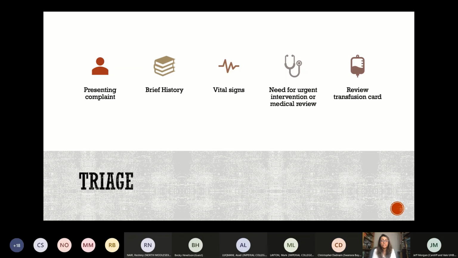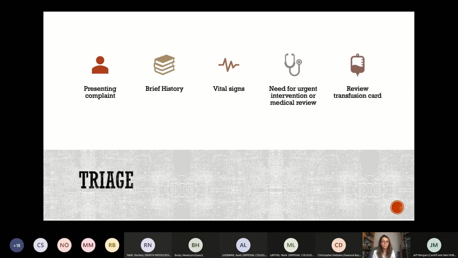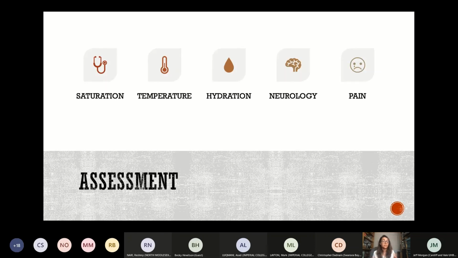So let's just go through the generic assessment and management of paediatric sickle cell patients in A&E. So triage, what you want to do, you want to look at their presenting complaint, take a very brief history, look at their vital signs and flag up if they need urgent intervention, and review their transfusion card if they have one on them. At your assessment, when they come to us, look for saturation. Have they got a baseline? Have they dipped from there? What's their temperature? What's their hydration status? Make sure that we assess for neurology as well, and as we've said, assess for pain with the appropriate pain scoring.